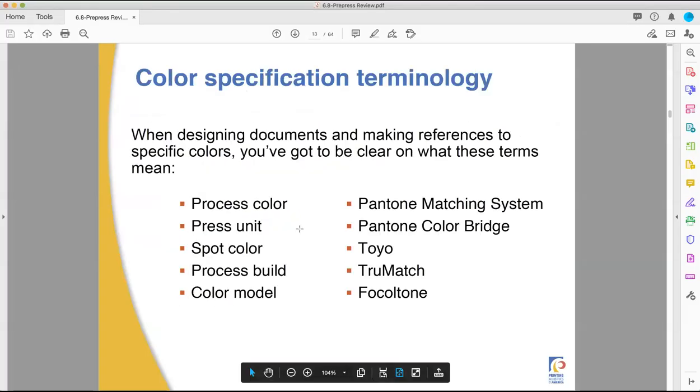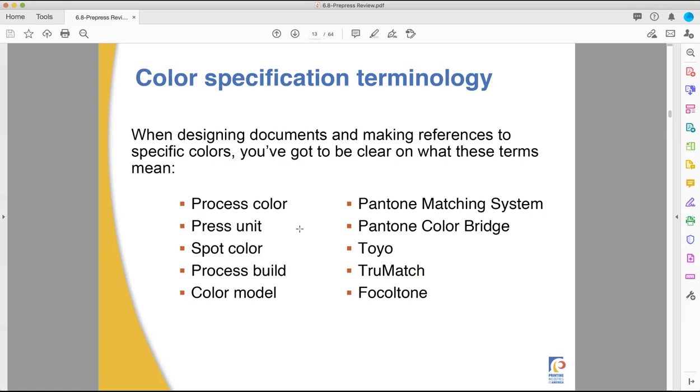So that's type alignment. Color specification terminology. It's important to understand all these language terms about process color. That means it's being built out of cyan, magenta, yellow, and black, CMYK. You're printing thin films of dots of those colors on top of each other on the paper to build through that process. See what I did there of laying them on to make what color you want to see.